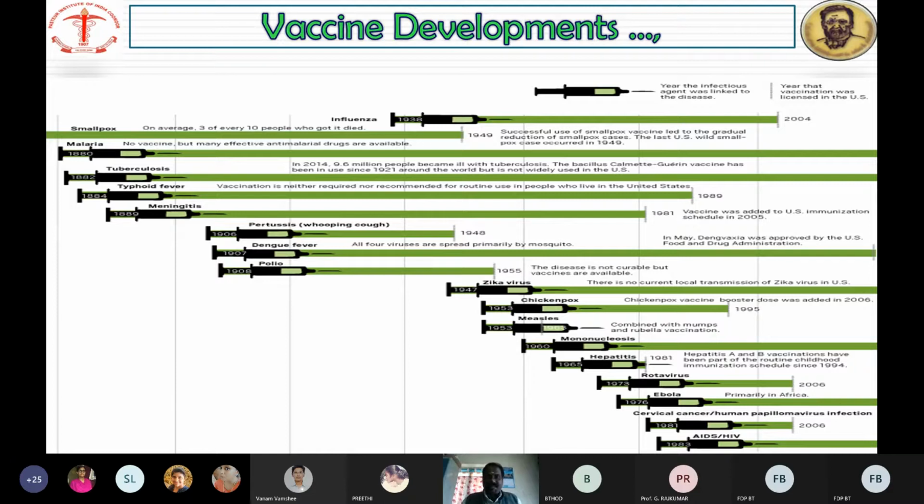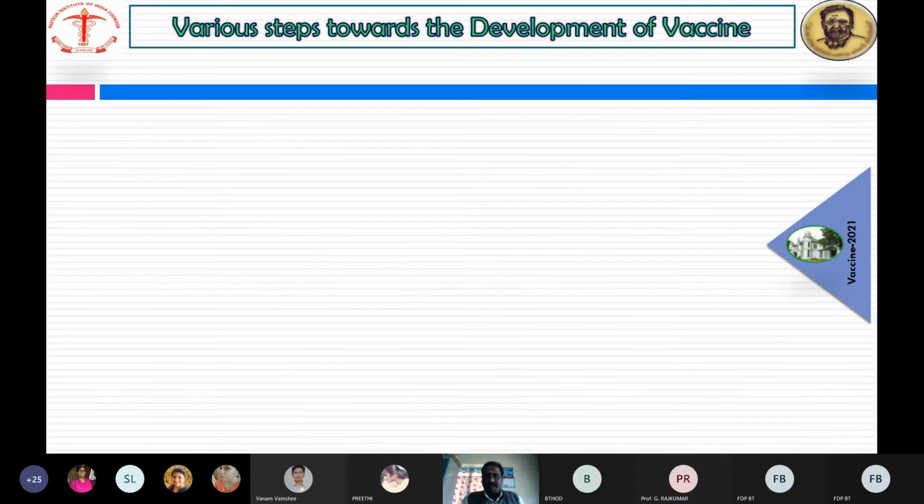Chickenpox, we identified in 1953, and we got a vaccine in 1995. Measles, we identified in 1953, but the vaccine came combined with mumps and rubella. Then mononucleosis in 1960, still no vaccine. Hepatitis B, we identified in 1965 and got the vaccine in 1981, and we have hepatitis B and A vaccines. The rotavirus vaccine was developed in 2006, and the cervical cancer HPV vaccine was developed by 2006. Still, we do not have a vaccine against AIDS, malaria and others. This is how long vaccine development takes.